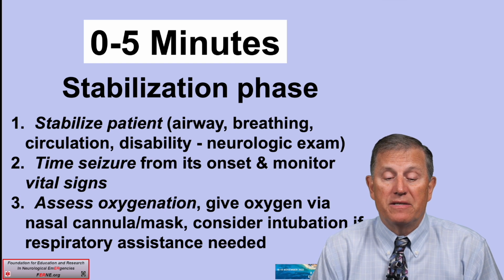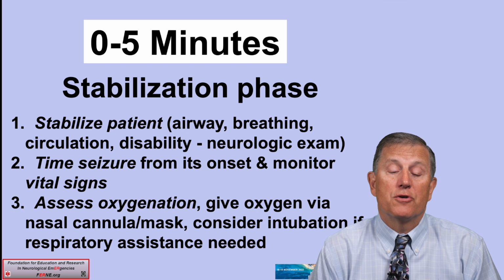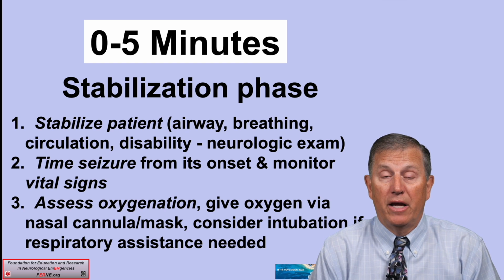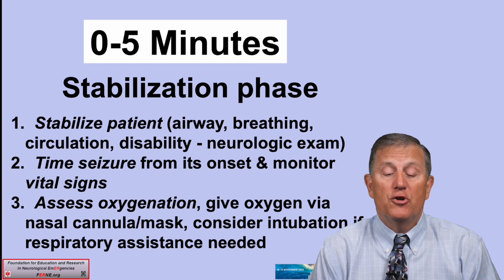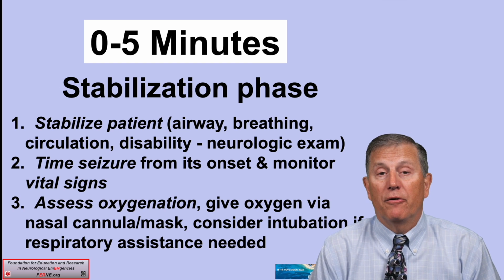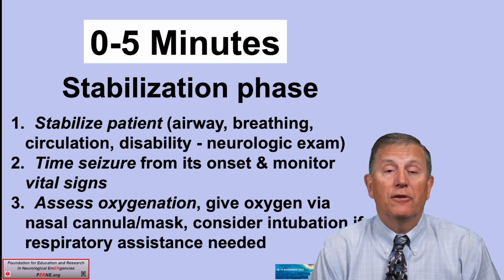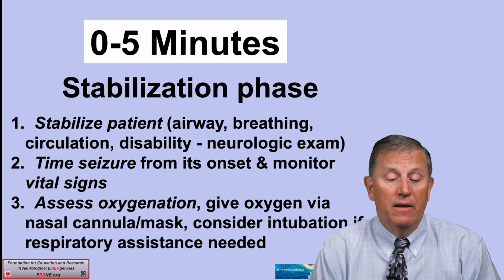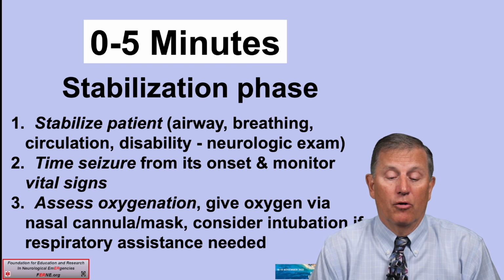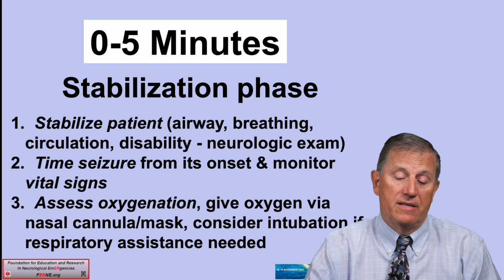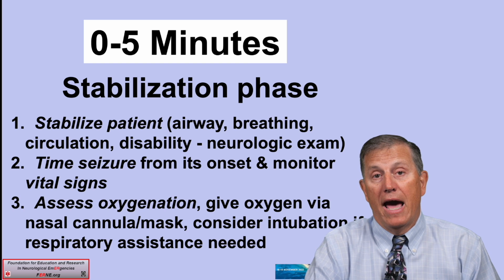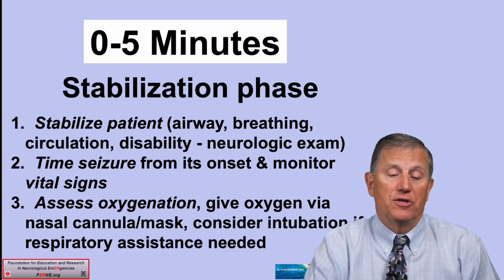First, the patient needs to be stabilized. Airway, breathing, circulation, disability, including a brief neurological exam. Then, it's important that the seizure be timed from its onset during this initial management, and monitor the vital signs as the ongoing therapies are provided. Next, assess oxygenation, give oxygen via nasal cannula or mask, and then consider intubation if respiratory assistance is required in order to assure adequate ventilation and oxygenation.